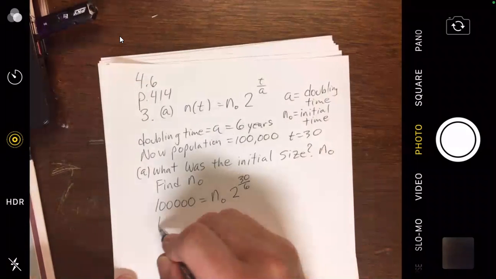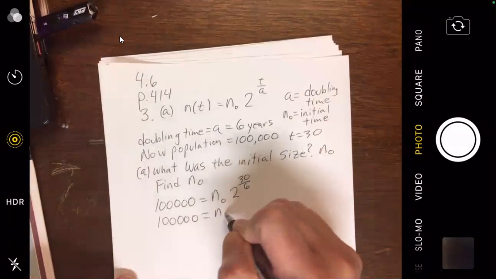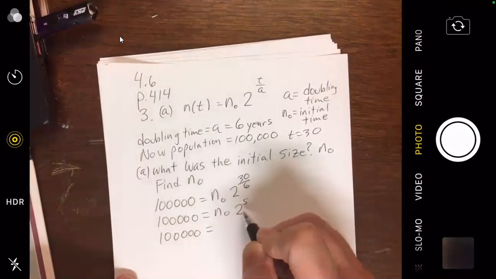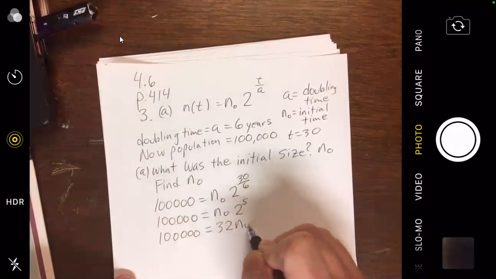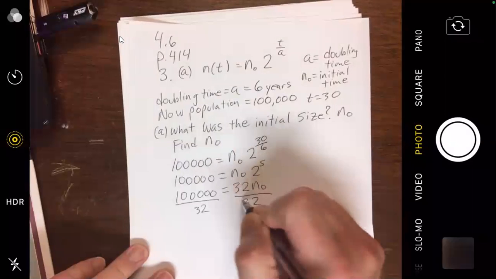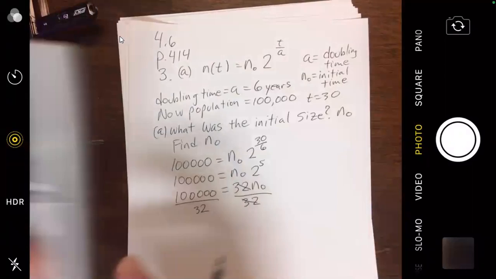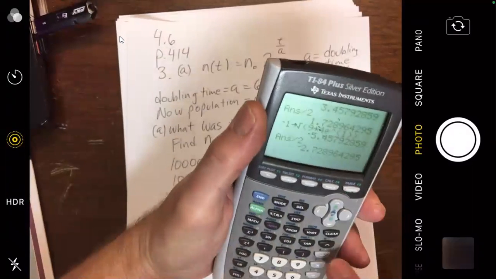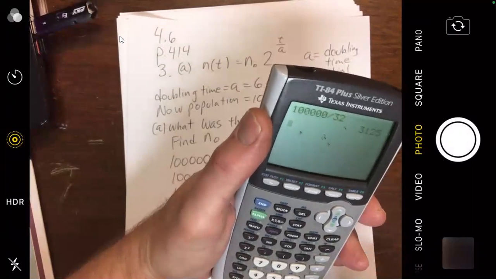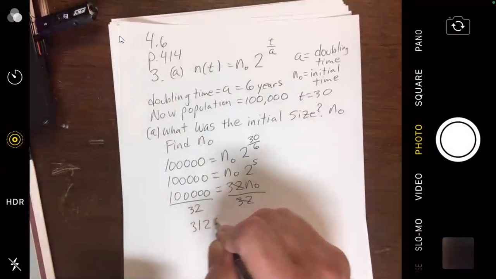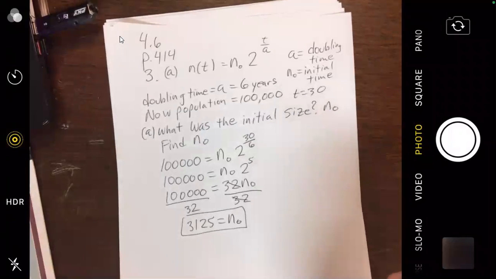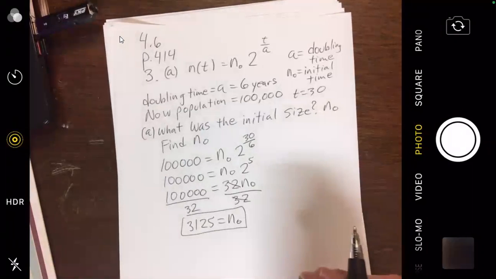So 100,000 equals N0 times 2 to the 5th. Well, 2 to the 5th is 32, times N0. So I'm going to divide both sides by 32. 100,000 divided by 32 is 3125. Must have been 3,125 squirrels.